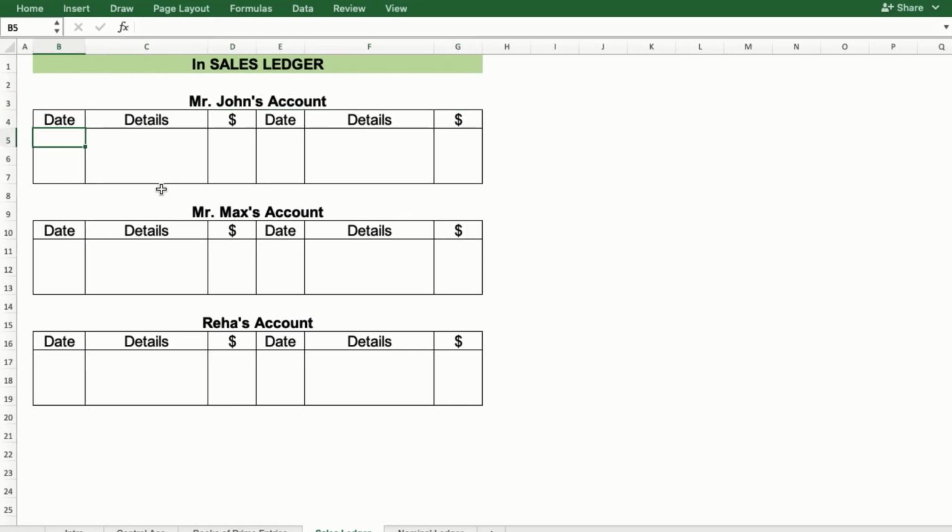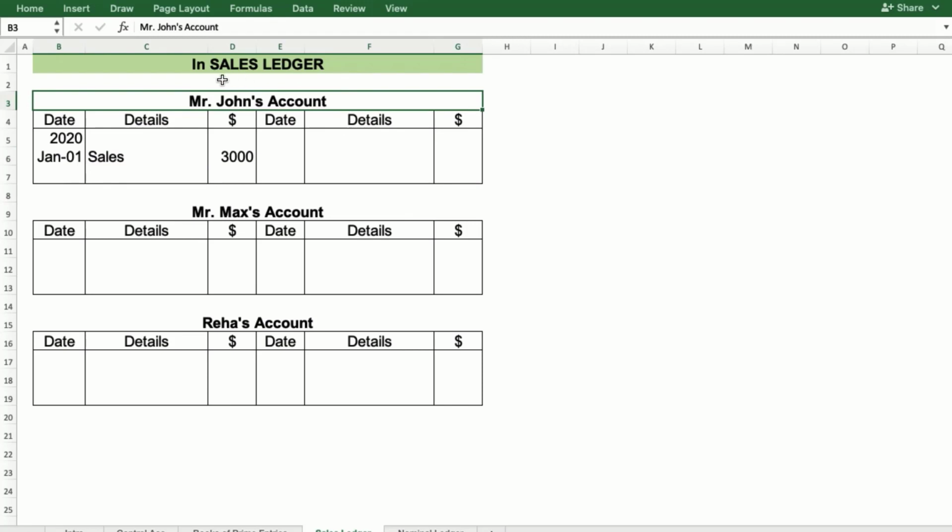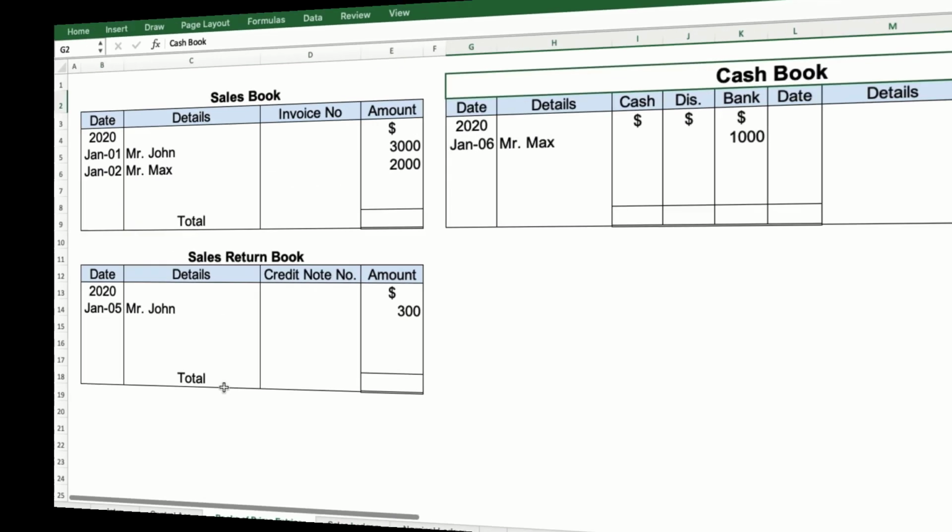John's account. So first I will put the date on the debit side, 2020 Jan 1st. And here I will write the amount of sale, $3,000. And the name of the opposite account is sales. So this is the posting of the first transaction in Mr. John's account. Now see next.